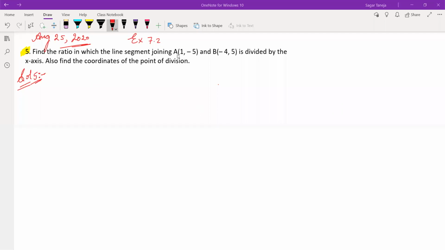Find the ratio in which the line segment joining the points is divided by the x-axis. Okay, so there is a line segment which is made by joining the points 1 comma minus 5 and minus 4 comma 5. There are 2 points A and B and I have joined them. So there is a line segment AB. It is divided by the x-axis, by a point on the x-axis.